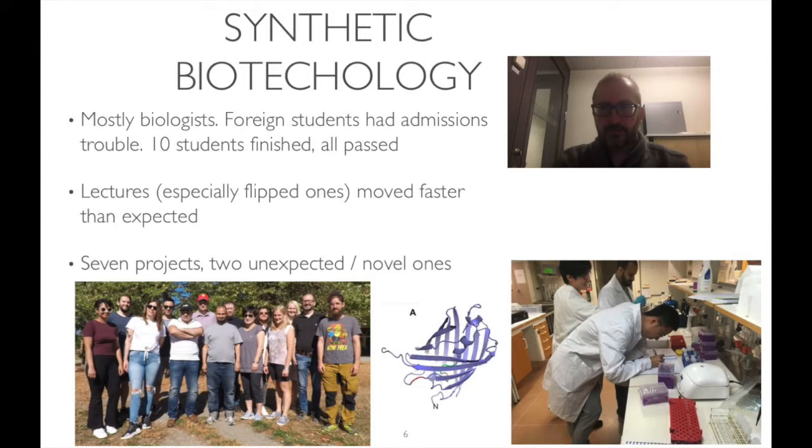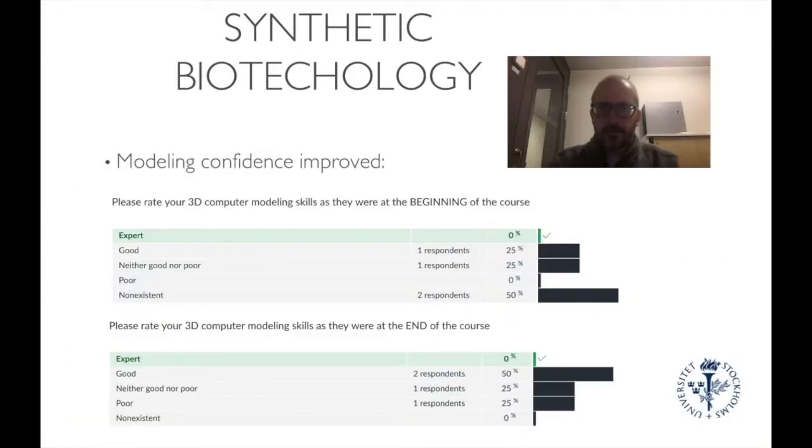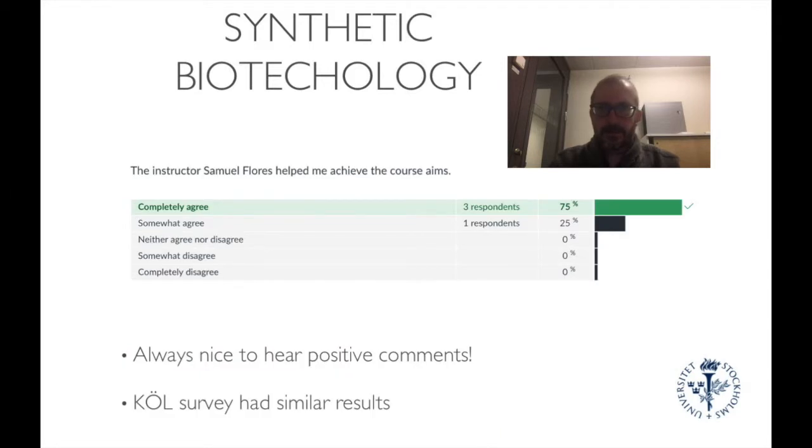10 students completed the course, all of whom are passing. The final grade is not known yet. The lectures, especially the flipped ones, in my perception, moved faster than I would have expected. The projects were quite good. In 2 cases, they were completely unexpected. One might even be eventually publishable. The students perceived their own computational skills as having improved, which was the main objective. And they seemed to be, in general, quite happy. So that was good to hear.